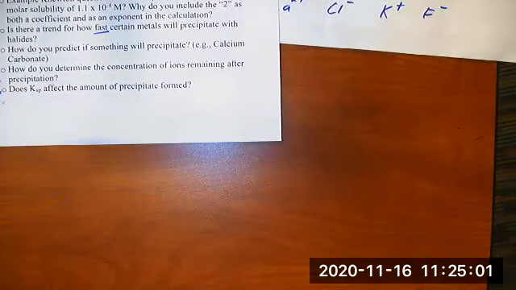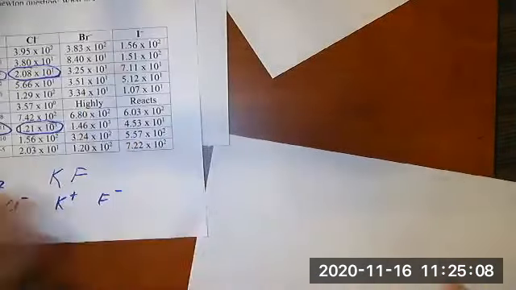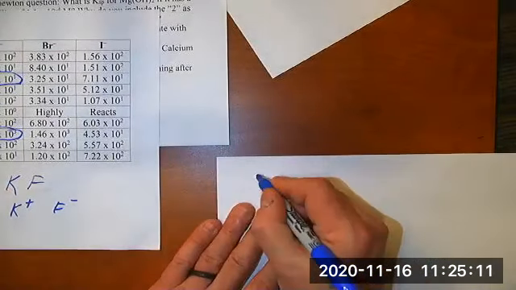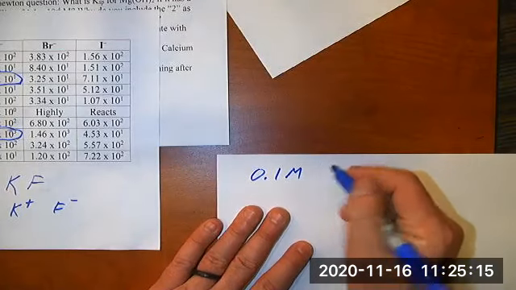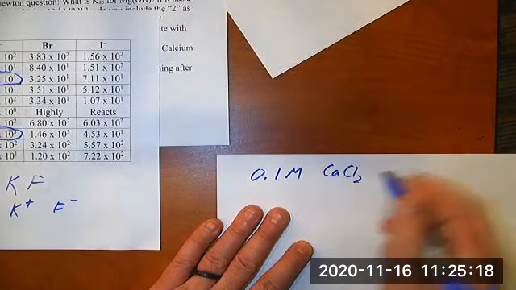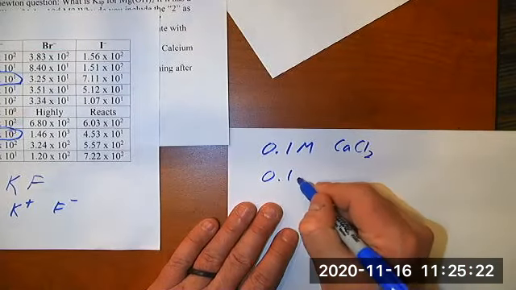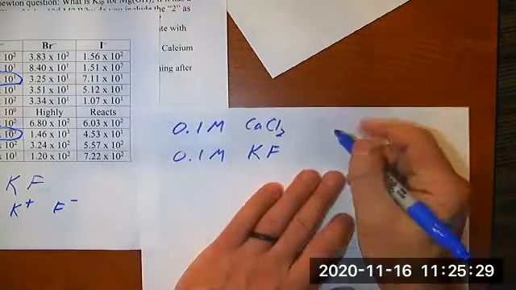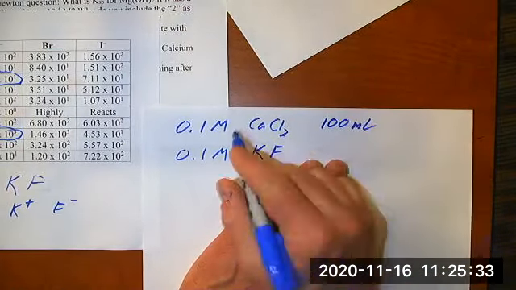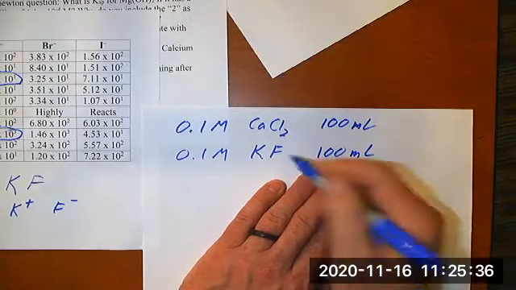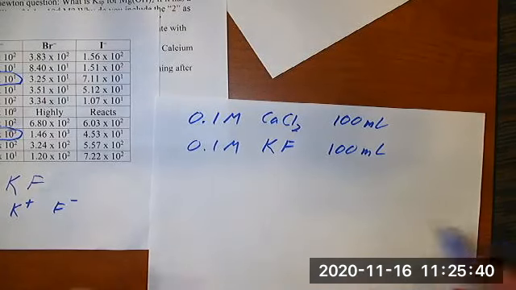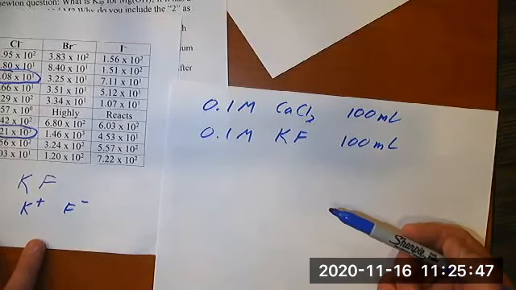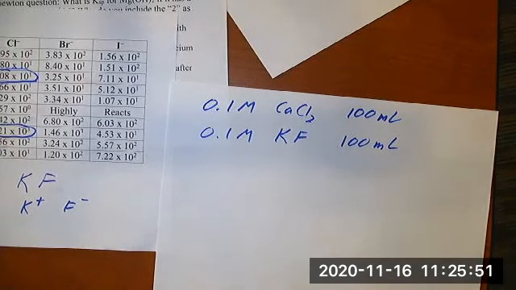So let us suppose that we have, I want to pick numbers that aren't going to be too ridiculous for these. Let's suppose we make a solution that is 0.1 molar in calcium chloride. And we have another solution that's 0.1 molar in potassium fluoride. Let's say we take 100 mL of this, and we take 100 mL of this, and we mix them together to make a 200 milliliter mixed solution. And we want to know both how much calcium fluoride is going to precipitate, and also how much is going to be left in solution.